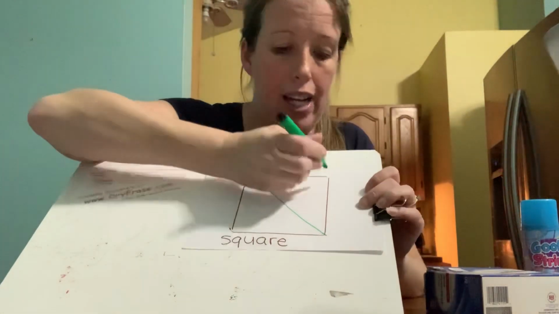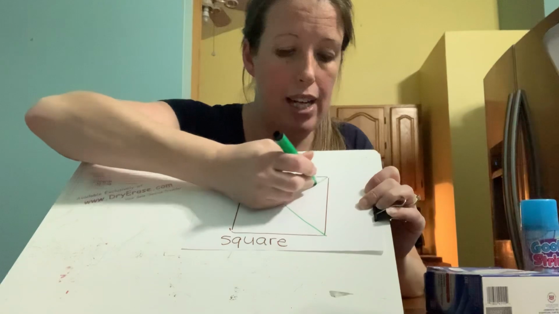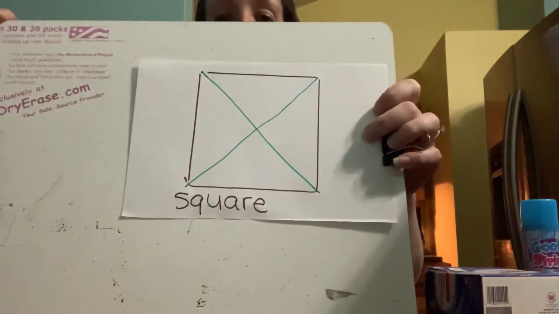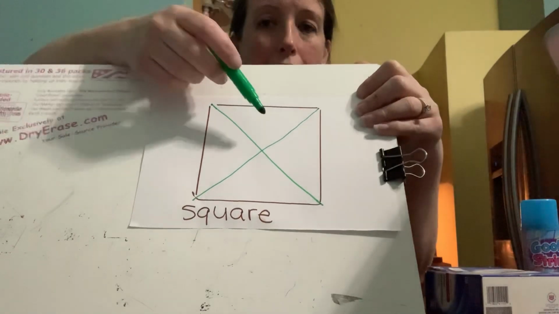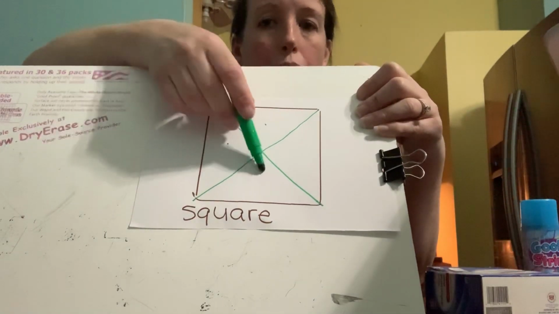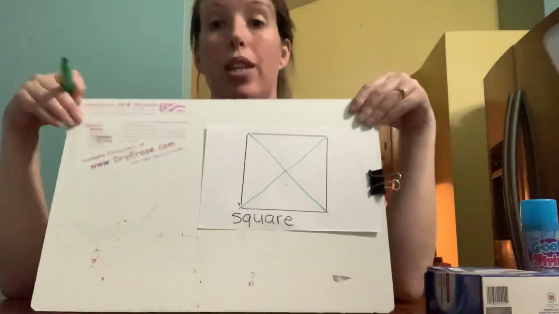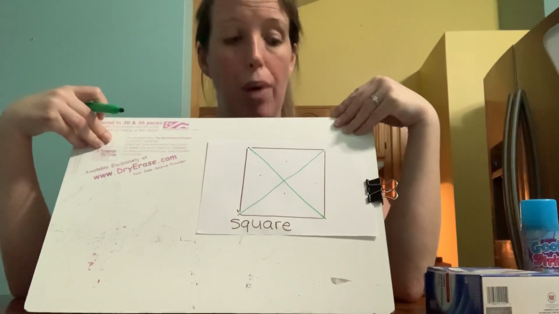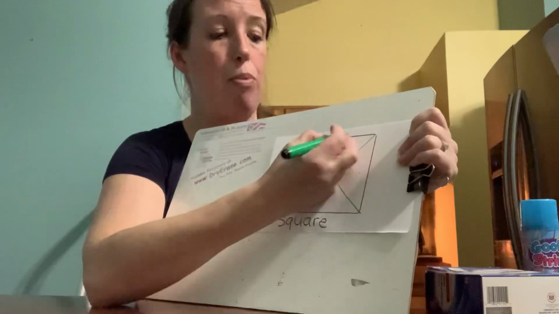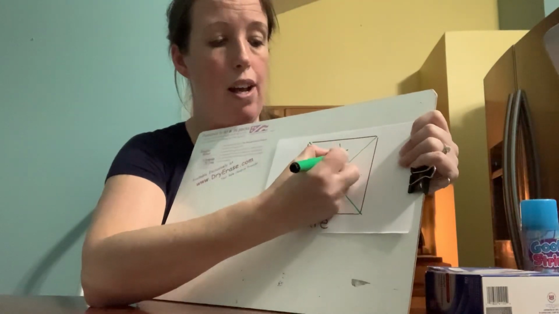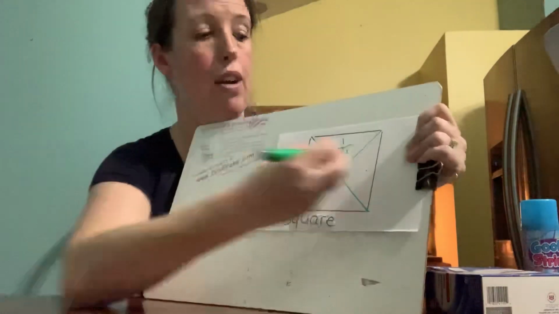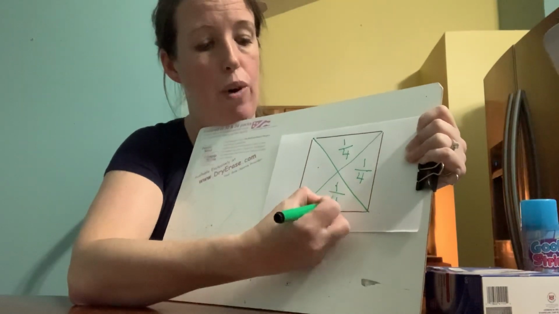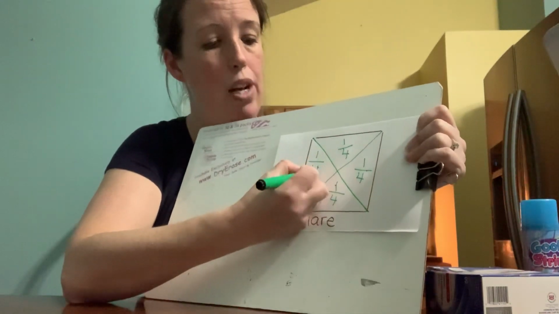But now if I cut it in half again on this diagonal going this way, you can see how many equal parts I have now. 1, 2, 3, 4. So this square is partitioned into 4 equal parts. So this would be 1 of 4 parts. This is 1 of the 4 parts. This is 1 of the 4 parts. And this is 1 of the 4 parts.